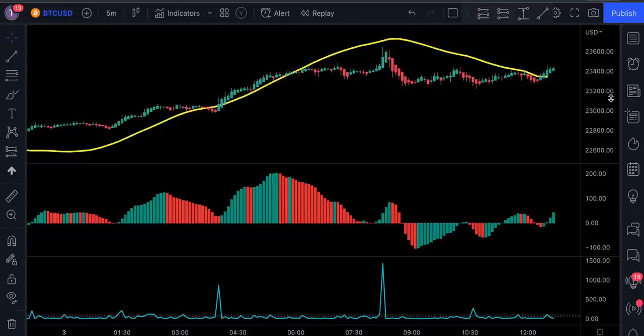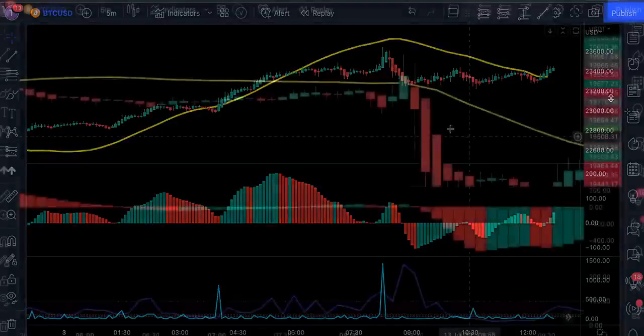Okay traders, I hope you have understood the rules for this strategy. Now let's do our backtesting.